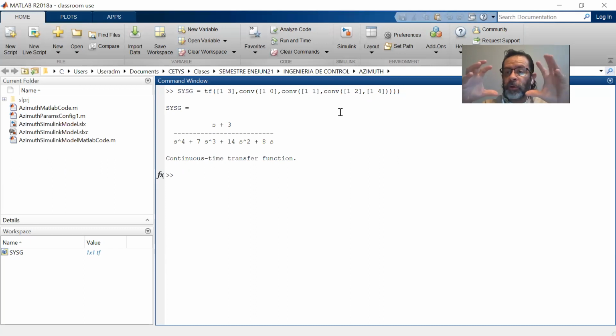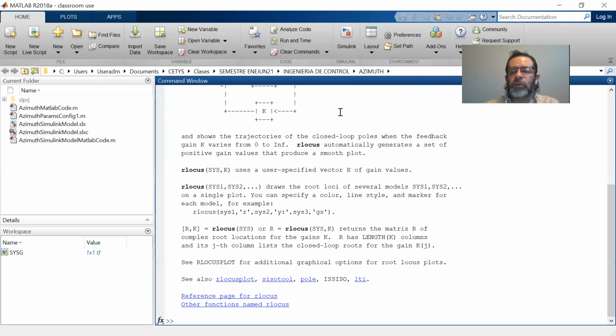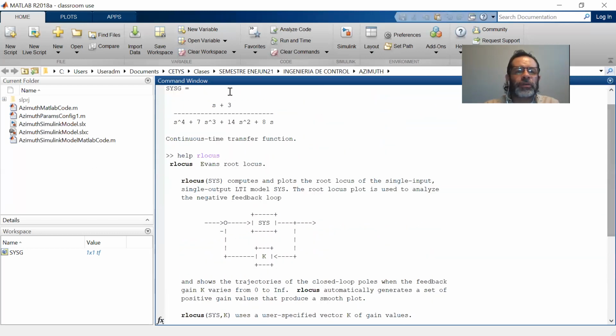Once we have the forward transfer function, we can trace the root locus using MATLAB. There is a function for the root locus, but it's not called root locus in MATLAB. It's called rlocus. If we type help rlocus here, we can see the description of the function and what the function receives.